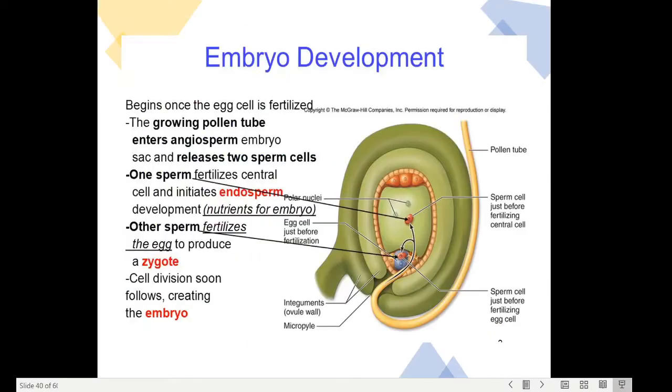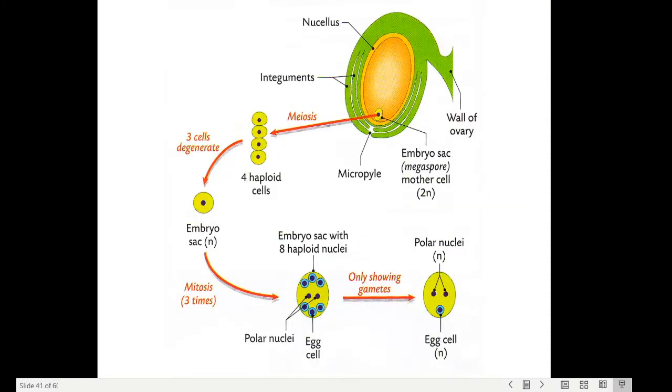Okay, next is the embryo development. Embryo development has different steps. First is the endosperm: one sperm fertilizes the center and initiates endosperm development. After that, the fertilized egg forms the zygote. Then cell division happens. First is endosperm initiation, fertilization, zygote formation, and embryonic cell formation. These all happen in the embryonic cells. This is the step-by-step process.